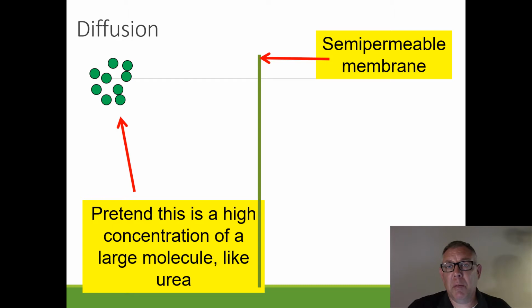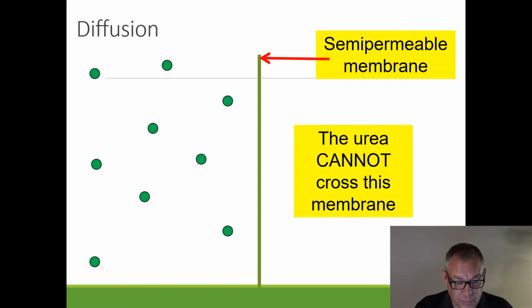We've got a semi-permeable membrane, and then we've got a molecule that's concentrated on one side. And let's say that this is a big molecule like urea. And because it's big, it can't slip through the channels in the membrane. It can't cross that membrane. And through random molecular motion, that molecule is going to diffuse and spread out on one side of the membrane, but it's not going to cross the membrane. So there's always going to be a higher concentration of urea on one side compared to the other side.